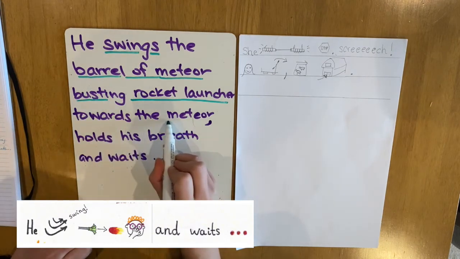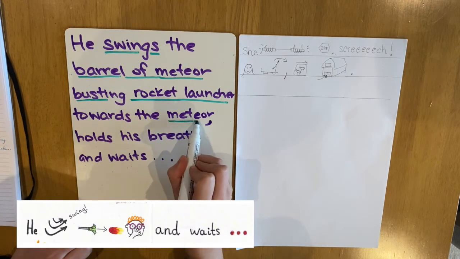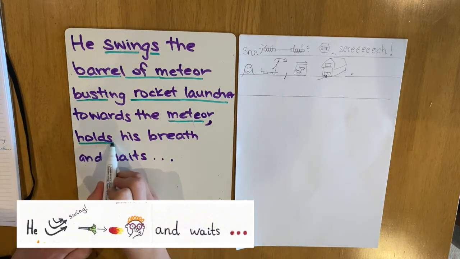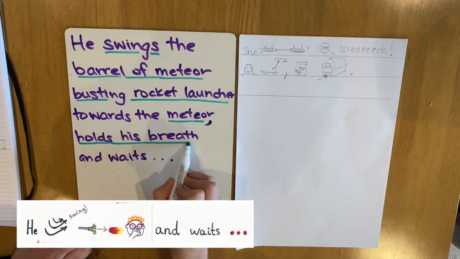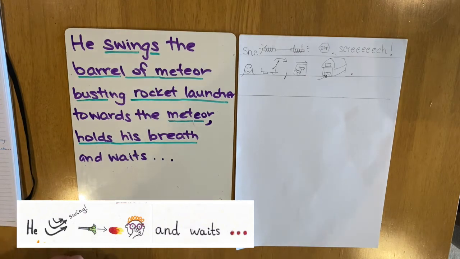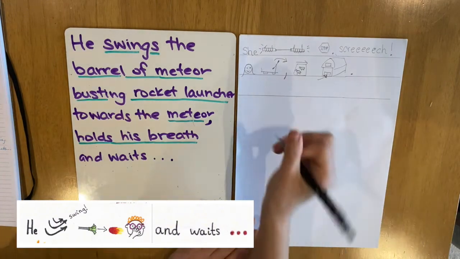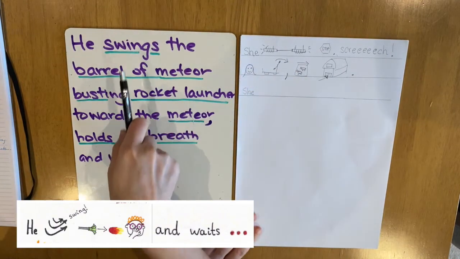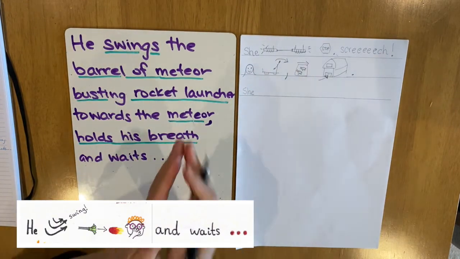Towards the, not meteor in my story, it is a wedge of cheese. Holds his breath. You can keep this bit, but I want to change it to she closes her eyes. And we're going to keep the bit that says and waits, because that adds some suspense because you don't know what's going to happen next. So she, instead of the word swings, I'm going to say that she aims it.